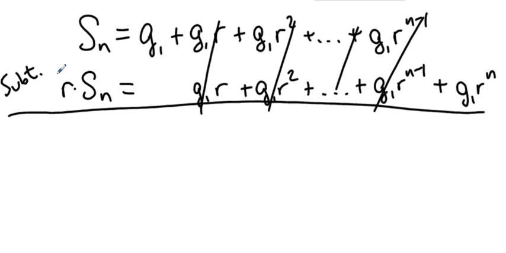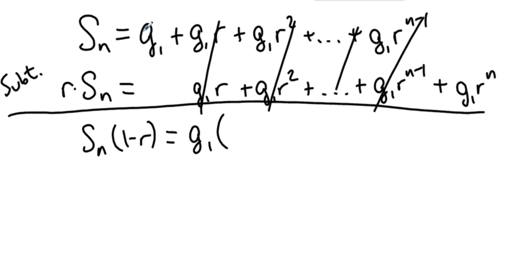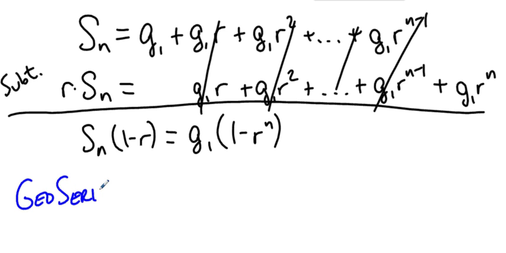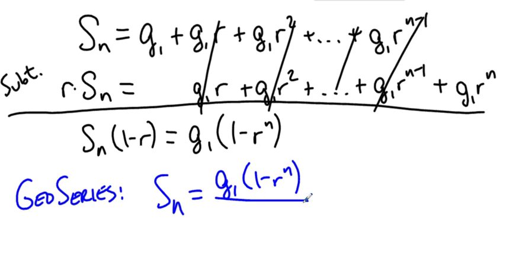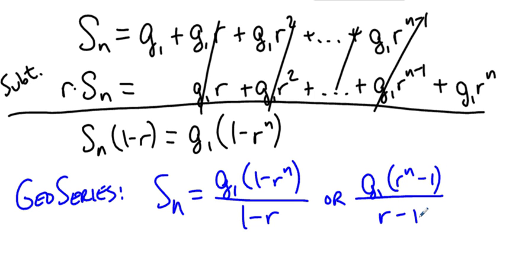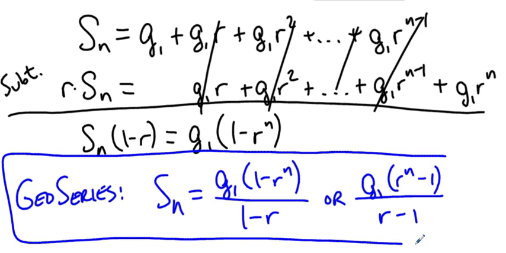So how many s sub n's do I have? I have 1 minus r s sub n's. And on this side, I have g1 pulled out of 1 minus r to the n. So for a geometric series, the sum of n terms is the first term times 1 minus r to the n over 1 minus r. Or, if you like, you can switch those around as long as you switch both of them around. This is nice and worth having.